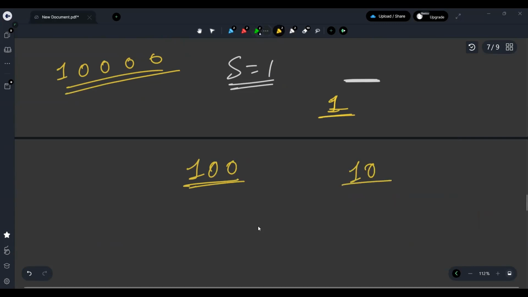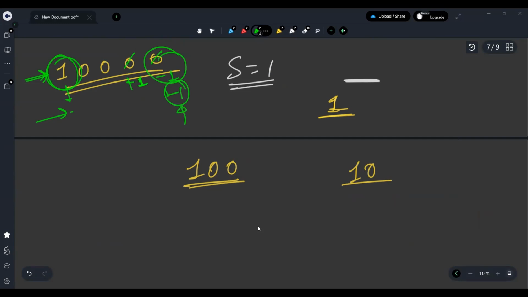Now if I want the second smallest number having sum 1, is it possible? No. Why? Because if I increment the second last number and decrement the last one, it becomes minus 1, and minus 1 is not a valid digit.